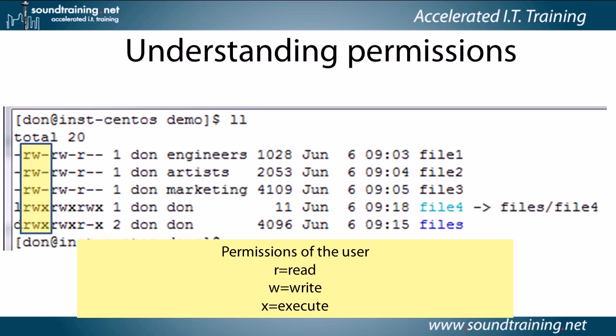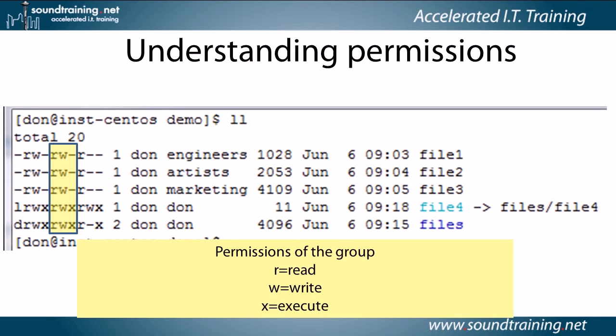Now continuing on, the next three columns are the permissions of the user. So the first three files for the user have read and write permission enabled, but not execute. The fact that the third column is a hyphen means that execute is not enabled. Now at the bottom, for the symbolic link for file 4, all three permissions are enabled. So the user has read, write, and execute, and same thing for the directory: read, write, and execute.